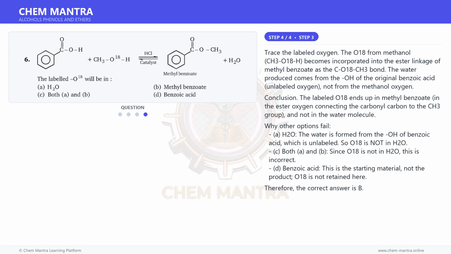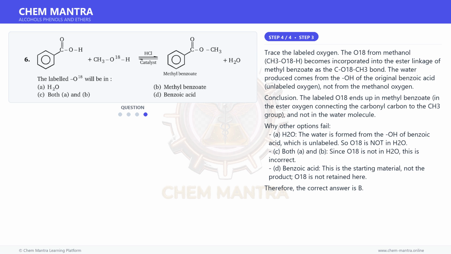And for the final step, trace the labeled oxygen. The O18 from methanol, CH3O18H, becomes incorporated into the ester linkage of methyl benzoate as the C-O18-CH3 bond. The water produced comes from the O of the original benzoic acid, unlabeled oxygen, not from the methanol oxygen. Conclusion. The labeled O18 ends up in methyl benzoate, in the ester oxygen connecting the carbonyl carbon to the CH3 group, and not in the water molecule.